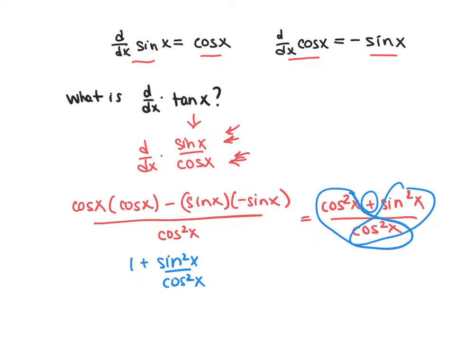And I know that sine squared over cosine squared is the same as tangent squared. And I also know 1 plus tangent squared is equal to secant squared. So through some simple math, calculus, I can determine that the derivative of tangent is secant squared. This is one of your Pythagorean identities, by the way.